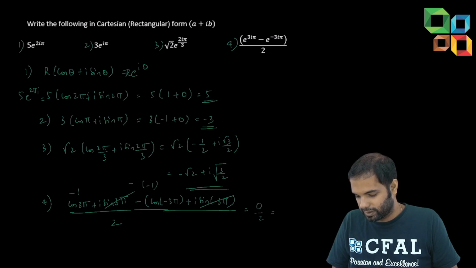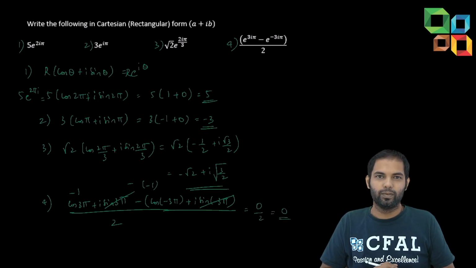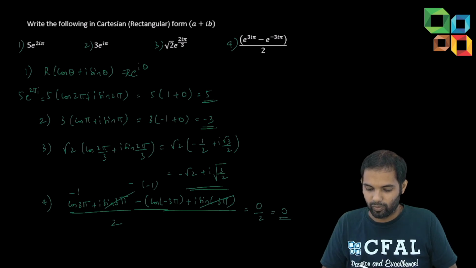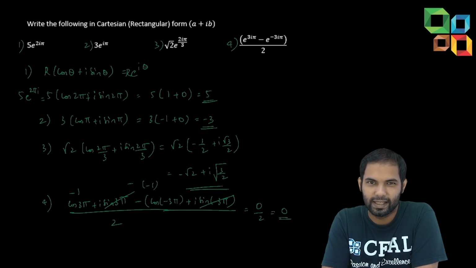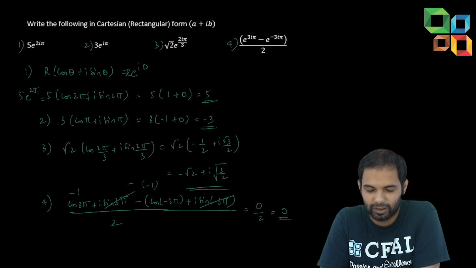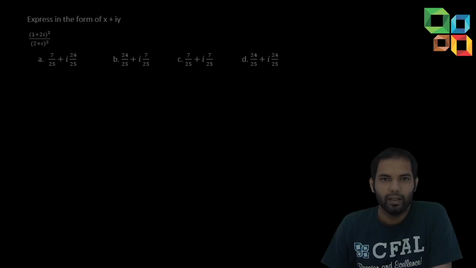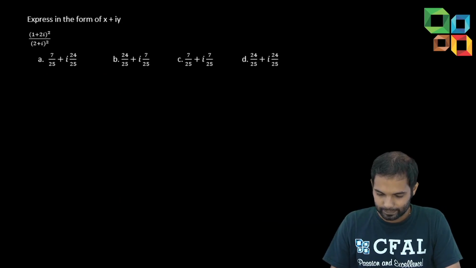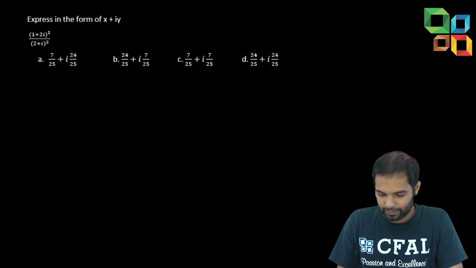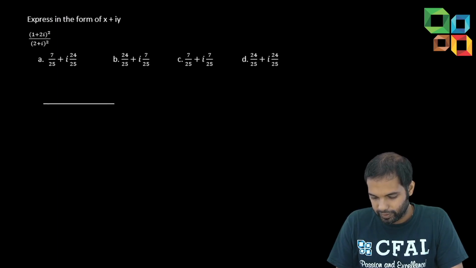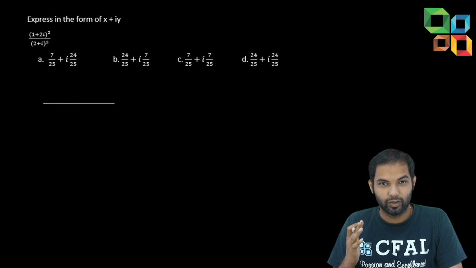So denominator is 2, but it doesn't matter. The final Cartesian form will be 6. Most of them, we got it as, say, real numbers. So it's simple. Just write it as r into cos theta plus i sin theta. You get your answer expressed in the form of x plus iy. Now we can simply expand this because we want everything in the numerator in the form x plus iy.